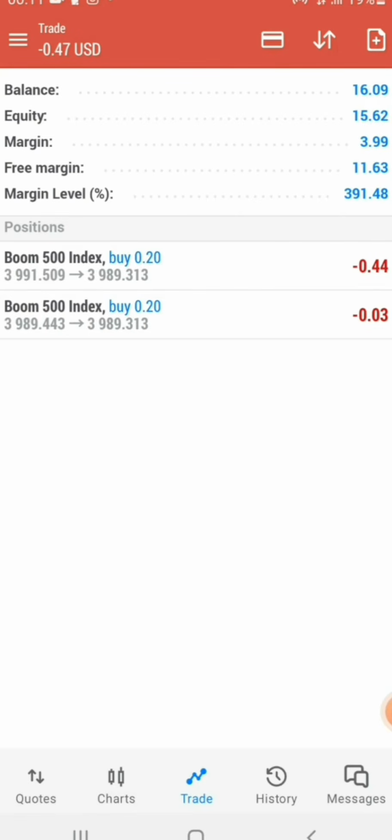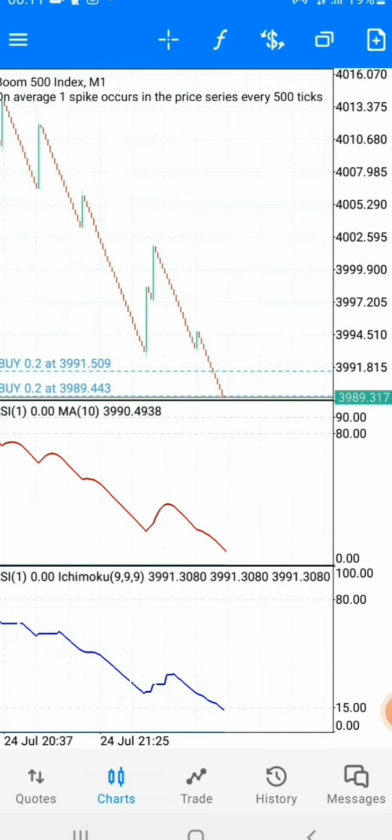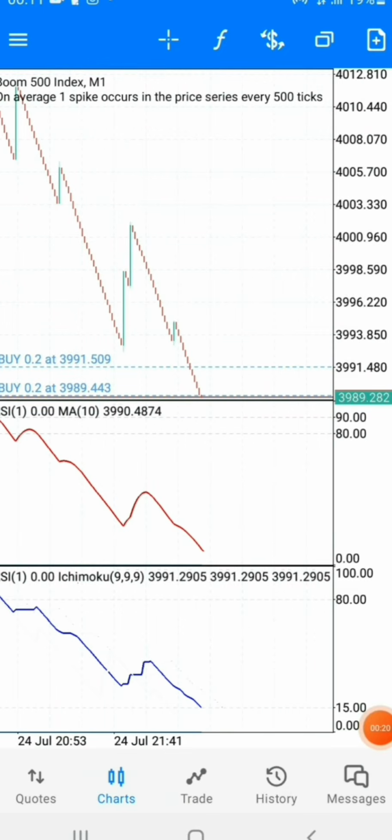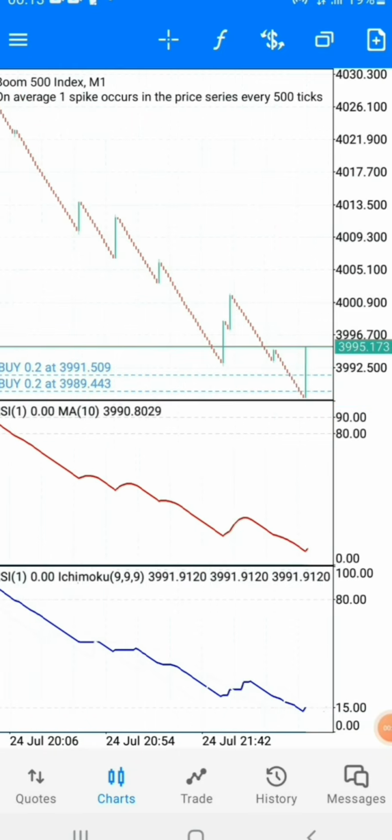So as you guys can see, that's another entry. With that being said, I now wait for another spike. Okay, I just don't place the trades anyhow. I need to make sure that my indicators allow me to actually do this.